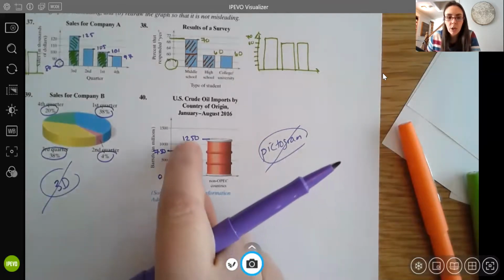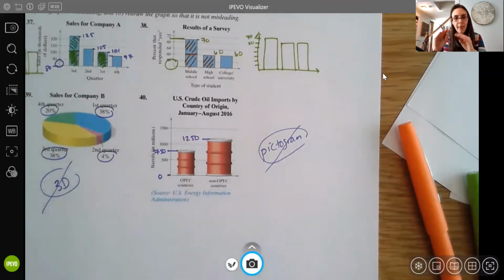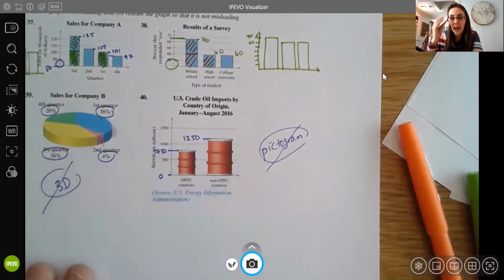So the heights look good, right? The heights seem to be balanced. But what happens when you blow up a picture to be the right height is that it gets wider as well. And that's the problem, you're changing the area. So the area is not consistent anymore.